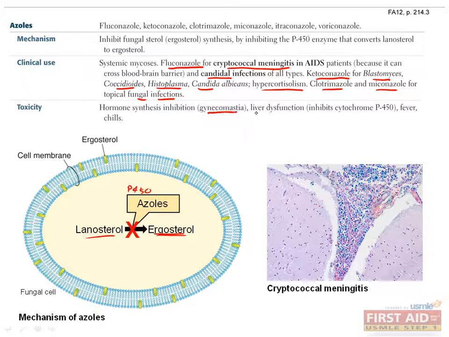Gynecomastia is a common side effect with the use of systemic azoles due to inhibition of hormone synthesis. Liver dysfunction is also related to the mechanism of action of the azoles due to their inhibition of cytochrome P450. Fever and chills are less specific manifestations of azole toxicity, but are variably encountered with use.